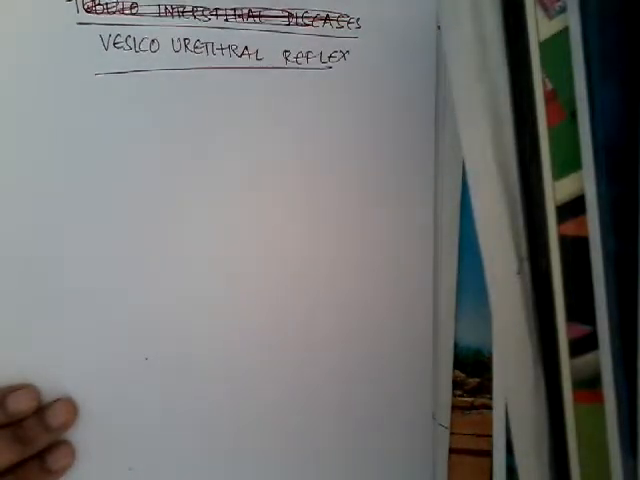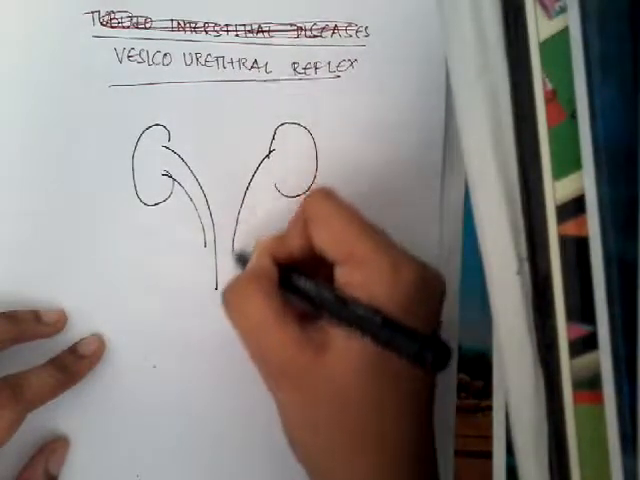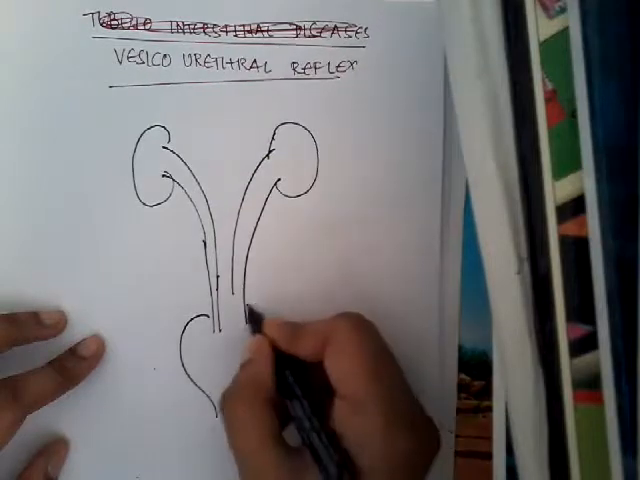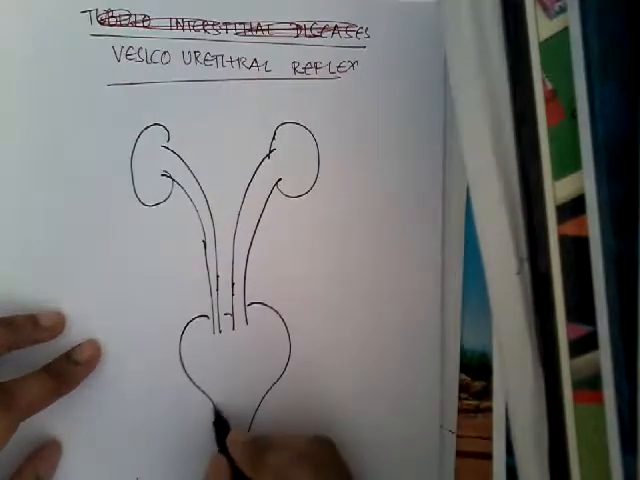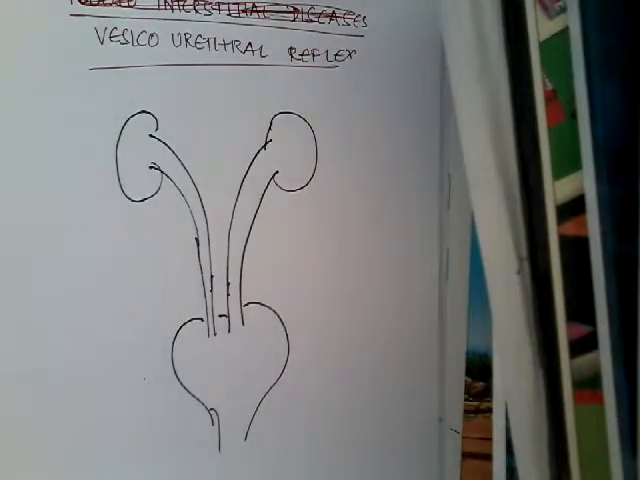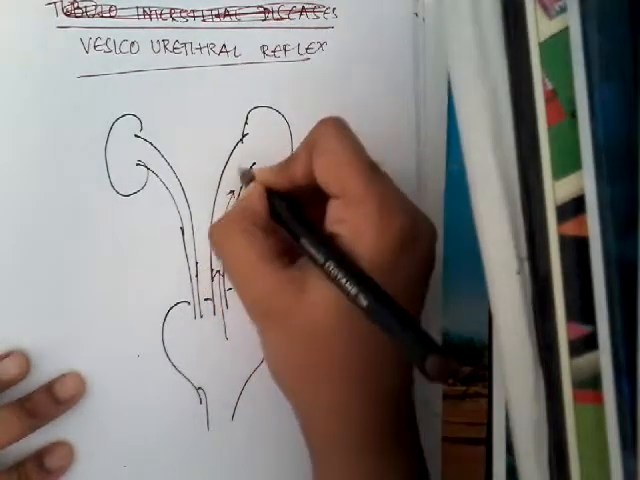So what is vesico-ureteral reflux? It is one of the most common causes of urinary tract infections in children. So if you see, if this is the bladder and this is the urinary tract, because of some abnormality there is retrograde flow of urine from the bladder to the kidney.